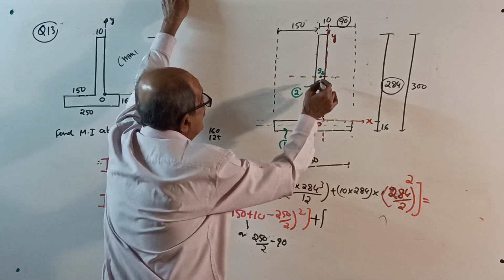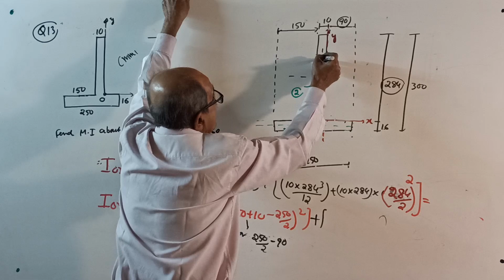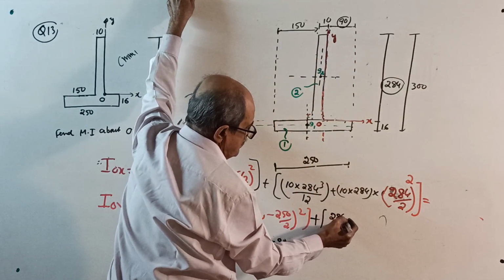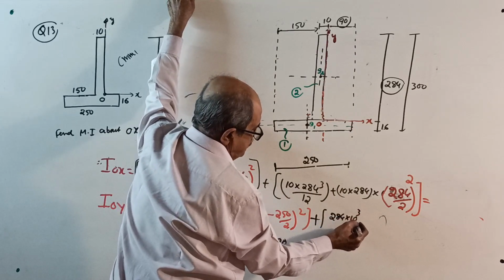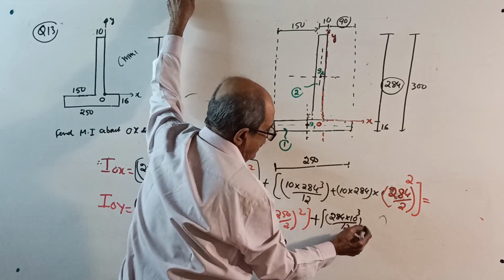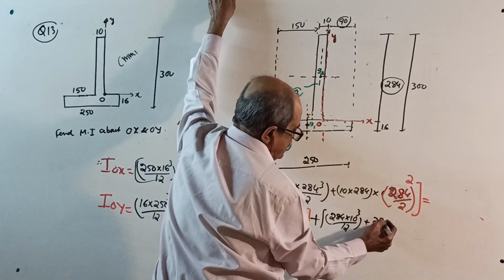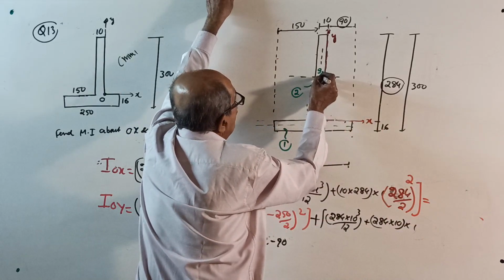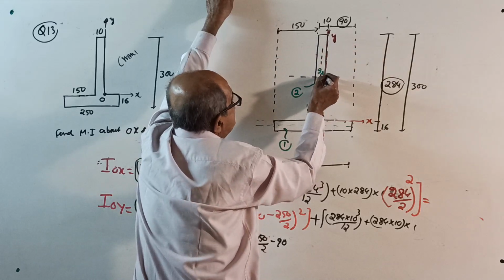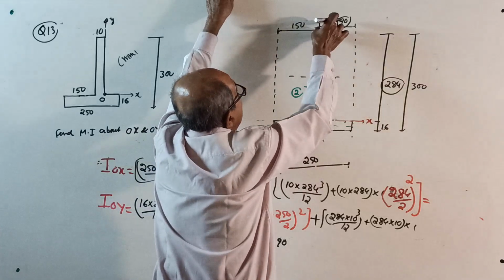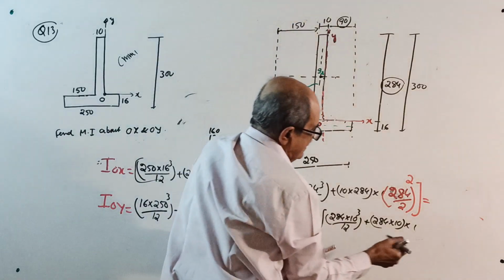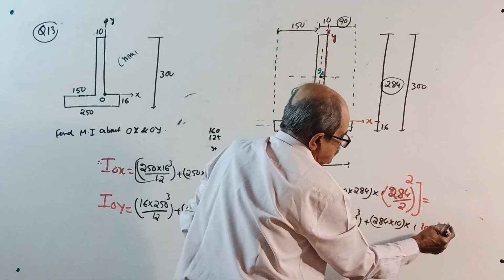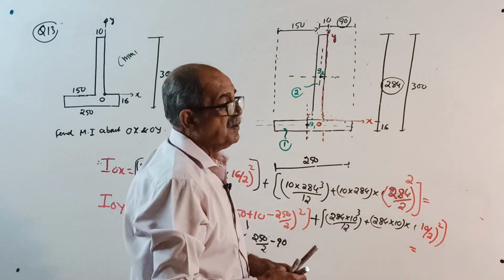Lastly, for this one, I about its own axis: 284 into 10 cube divided by 12, plus 284 into 10, the area, into the distance from the centroid to this axis, this distance square. Oh, this is very easy. This is 10, half of 10. 10 by 2 whole square, that's all. Calculate, you get the moment of inertia.